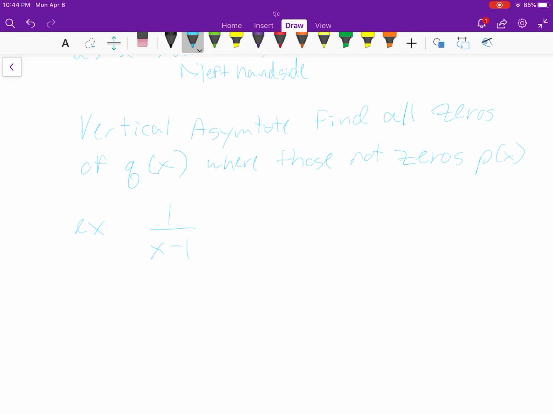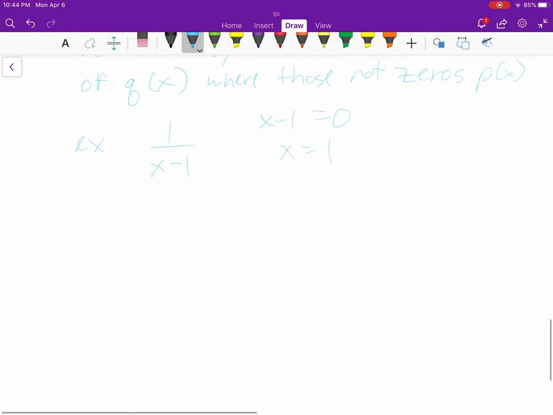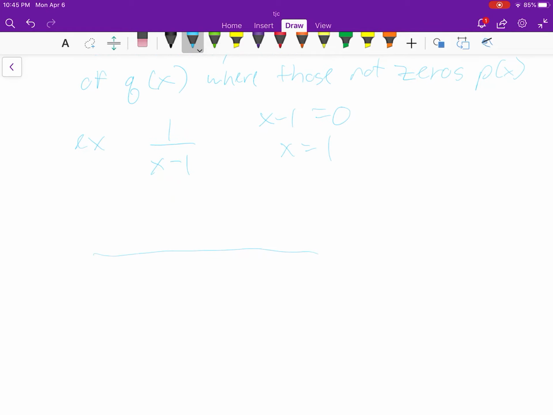So where does this have a vertical asymptote? Yes, it does. We look at the denominator. Where does x minus 1 equal 0? Well, it equals 0 at x equals positive 1. Right? And positive 1 is not a 0 of the numerator. Well, the numerator has no zeros because it's a constant number. So this fits the definition. It's a vertical asymptote.